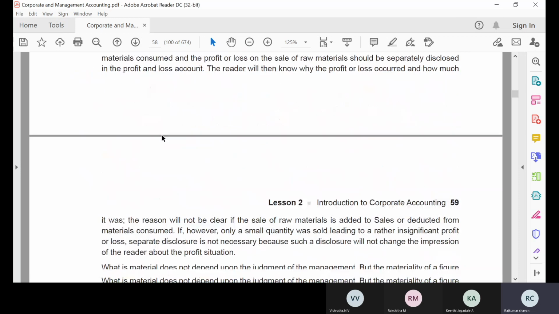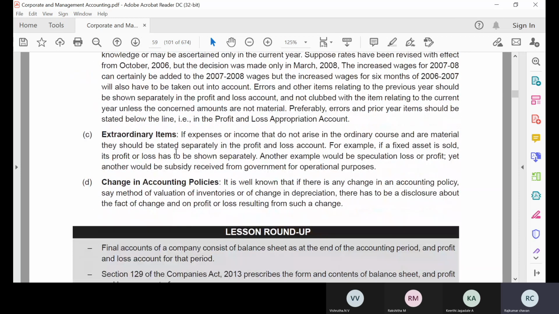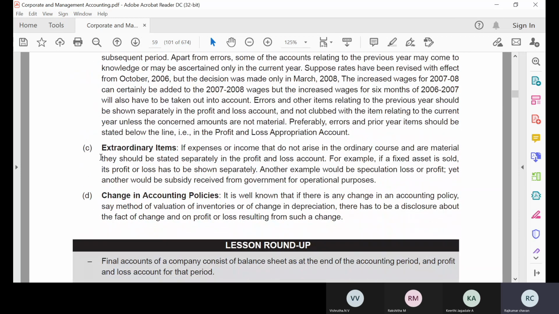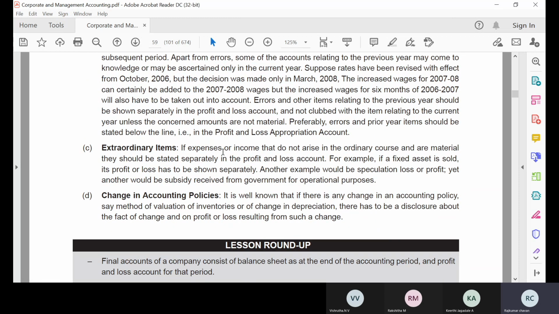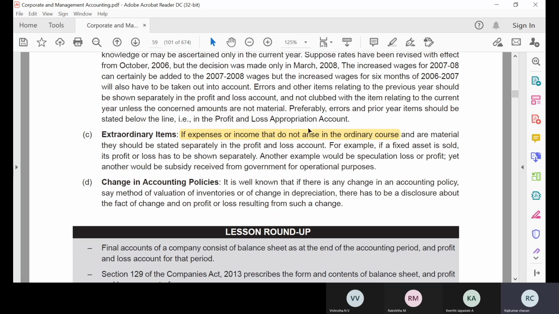Now I told you one important item, extraordinary items. I was discussing this in the P&L account. So what are extraordinary items? Basically, any expenses or income that do not arise in the ordinary course. What is the meaning of ordinary course? Nothing but the regular course of business, during the operating cycle. If they are material, they should be stated separately in the profit and loss account.